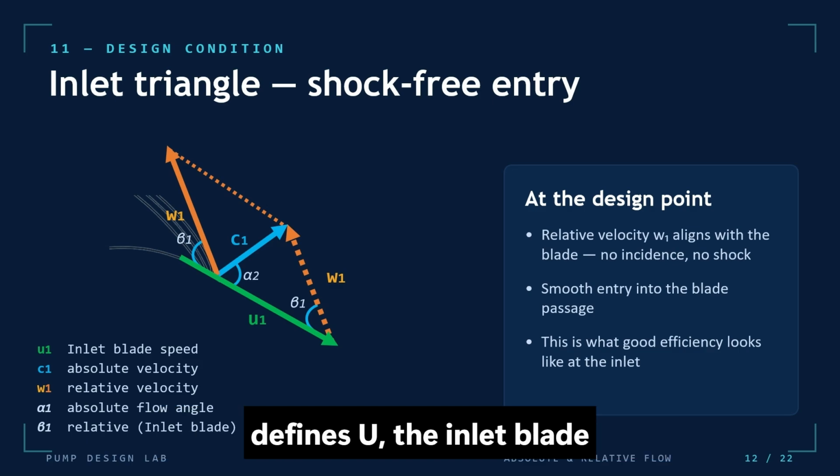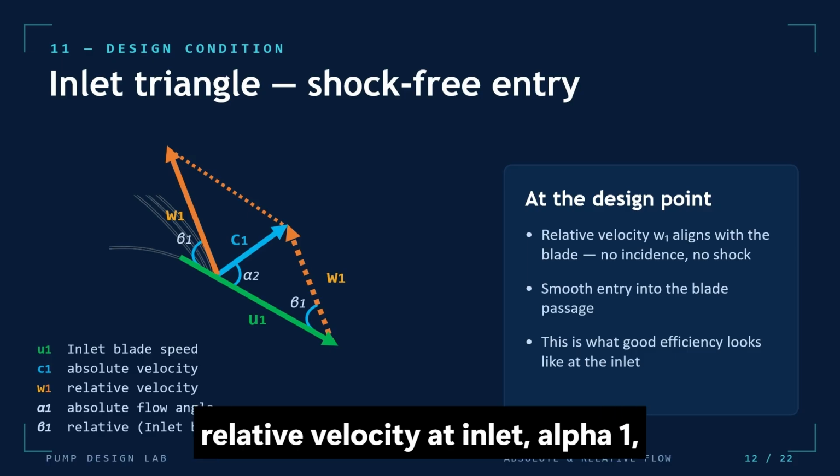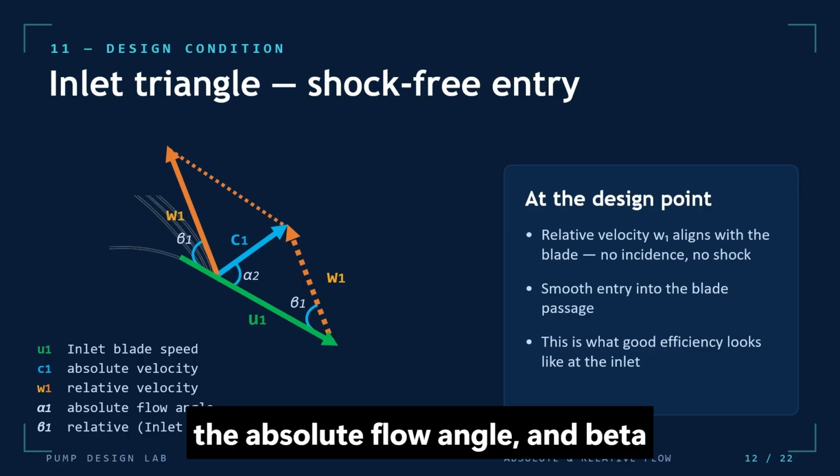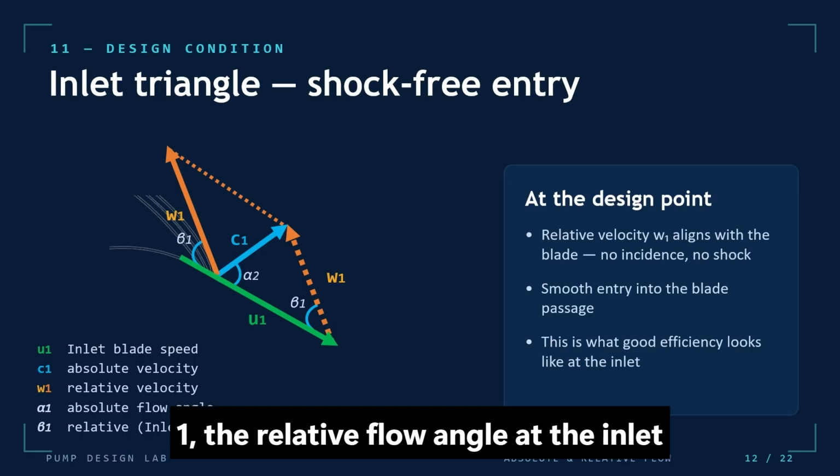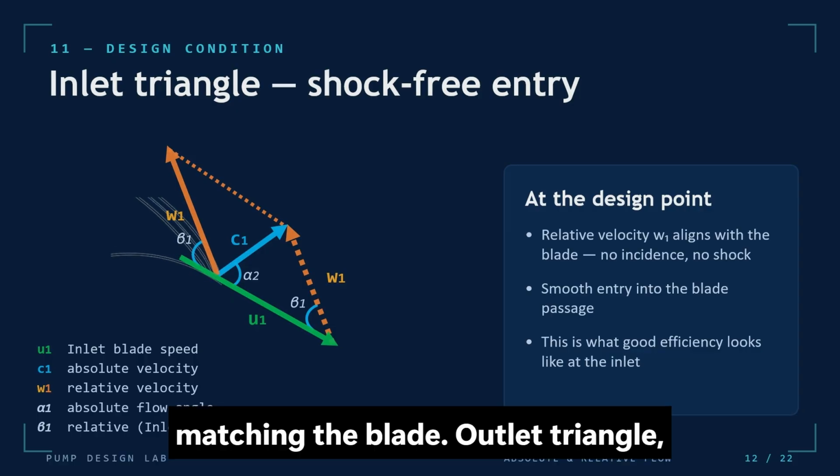The inlet triangle defines u, the inlet blade speed, c, the absolute velocity at inlet, w, the relative velocity at inlet, alpha 1, the absolute flow angle, and beta 1, the relative flow angle at the inlet, matching the blade.